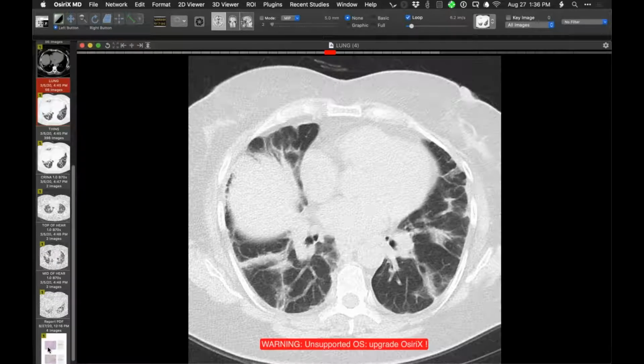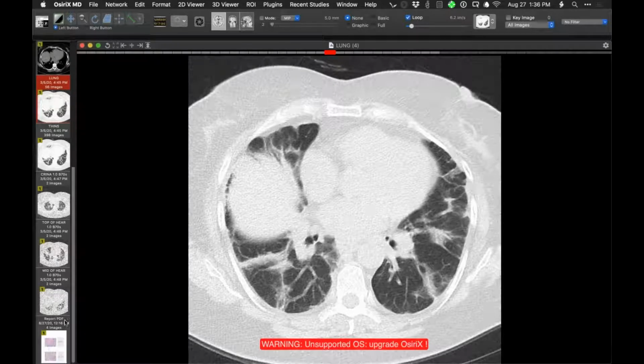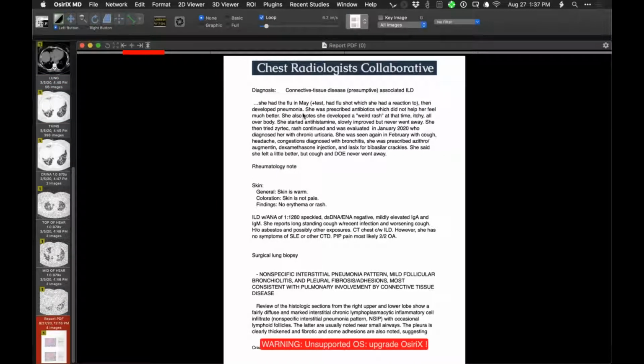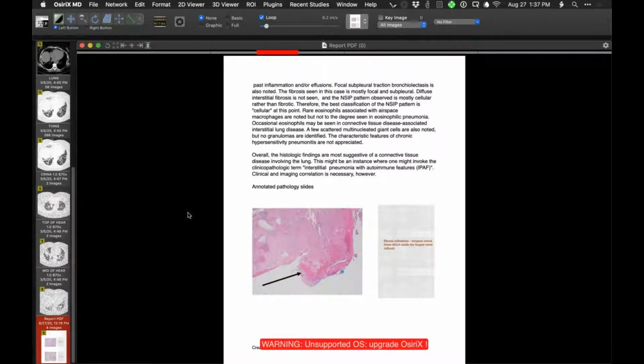So it turns out here this is actually quite interesting, and this is nice because I have some annotated images to show you. So here is the history. There is the pretty large titer of ANA. And here I'll show you the images. So I'm going to make this bigger.